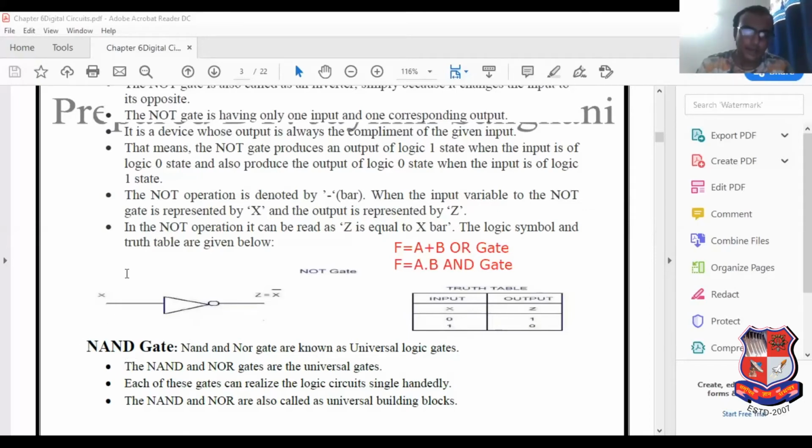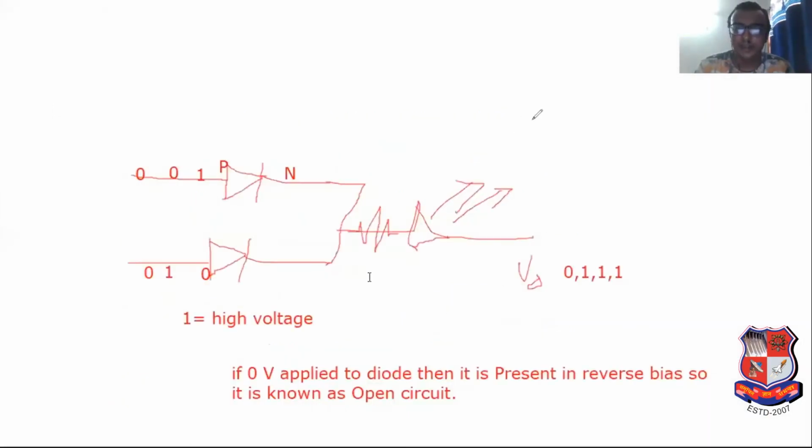Now the NAND gate. Up till now, whatever gates we have discussed are known as basic logic gates. Now we come to the universal logic gates. What is the meaning of universal logic gate that I have mentioned here?